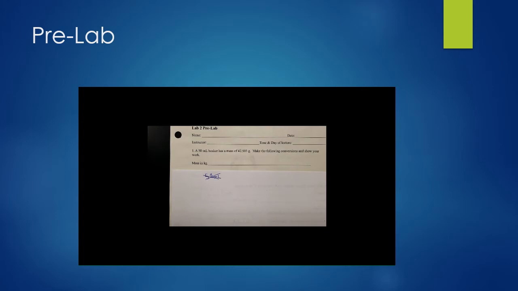It's just telling you what size beaker has a mass of 42.503 grams. So this number, the mass, we're going to take and convert. We're going to take 42.503 grams and first convert it into kilograms.